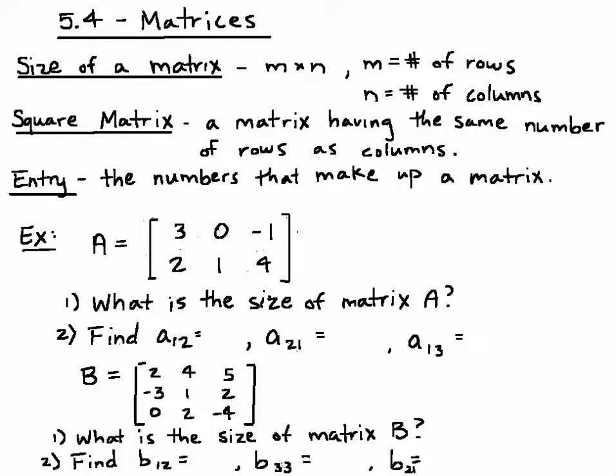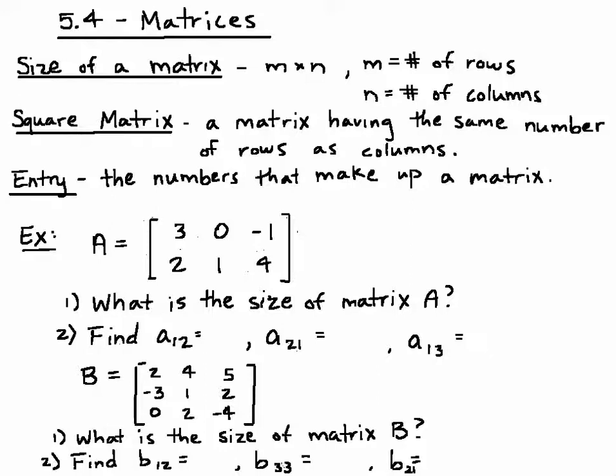In 5.4, we were learning how to perform operations using matrices. To start off, I want to first make sure that we know how to determine the size of a matrix and to determine the entries of a matrix, because this is important when we go to add, subtract, and multiply matrices. The size of a matrix is given by the number of rows and the number of columns. It's going to be in the format m by n, where m, the first number, is the number of rows, and n, the second number, tells you the number of columns.